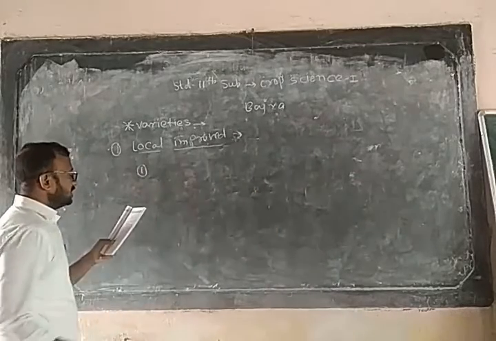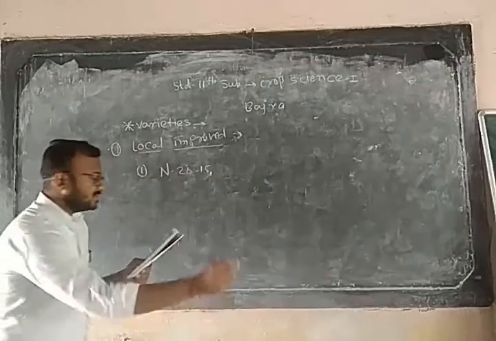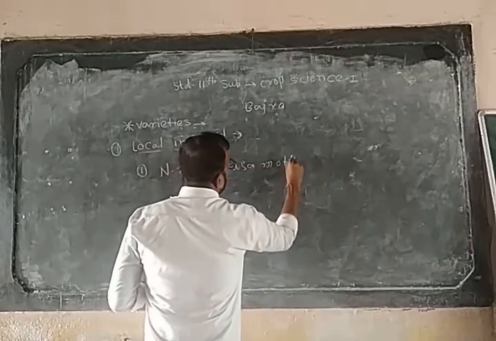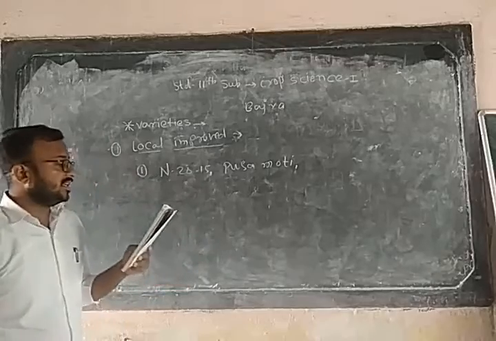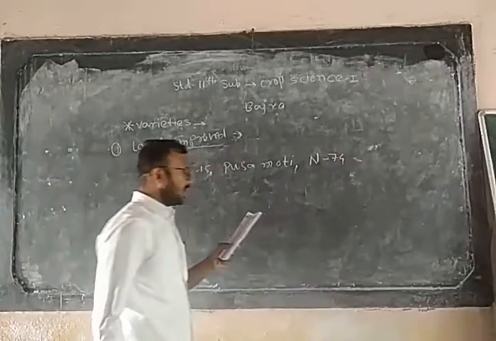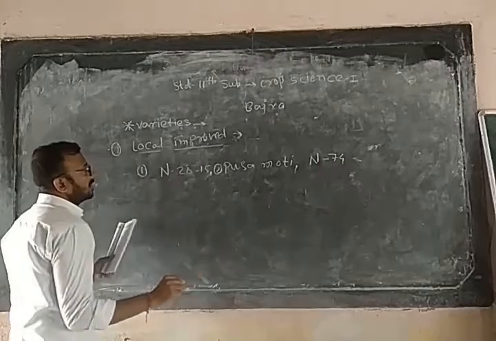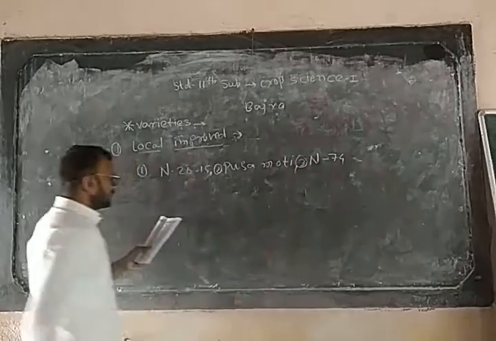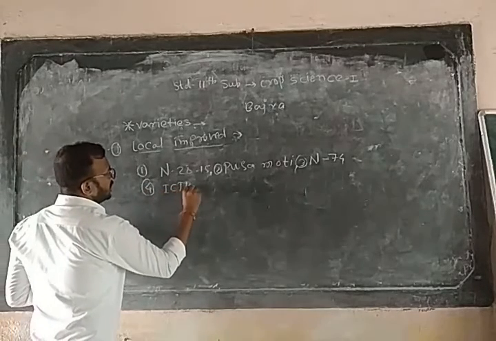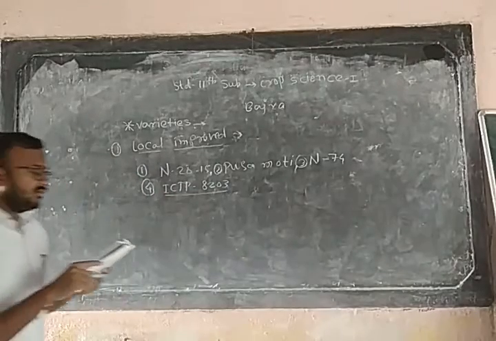First we see N2815. This is the first variety. Then the second variety, that is Pusamoti. Third variety, N74. Then another very popular variety, ICTP 803. Fourth variety locally improved, ICTP 8203. This is a very big and popular variety of bajra.